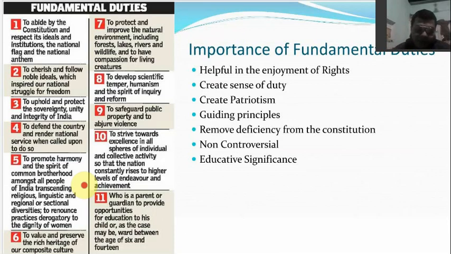To value and preserve the rich heritage of our composite culture. The same thing again, our culture is composite, we are a diverse country. If there was only one kind of color, one kind of religion, one kind of caste, one kind of language, what kind of clothes everyone would wear, let's believe there is only one color, a white color, everything is white. What is the fun in that?